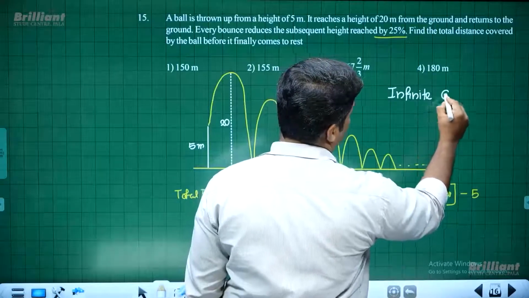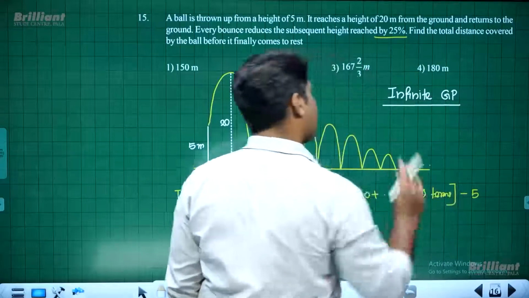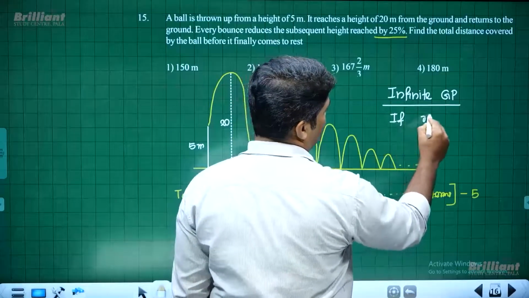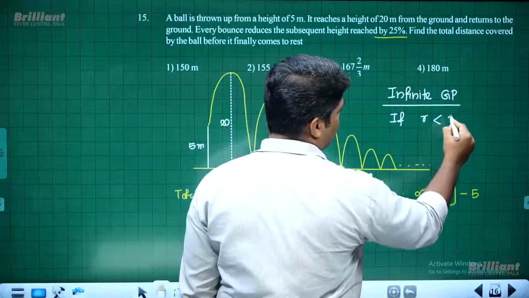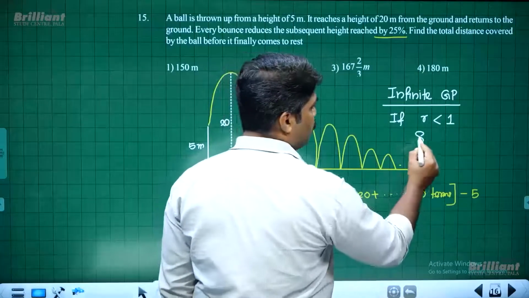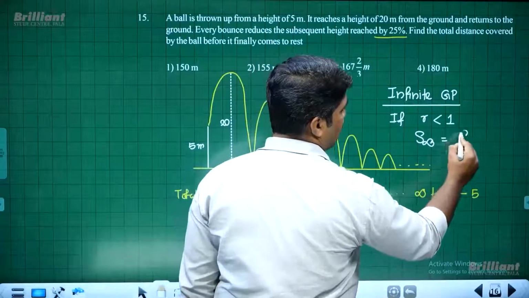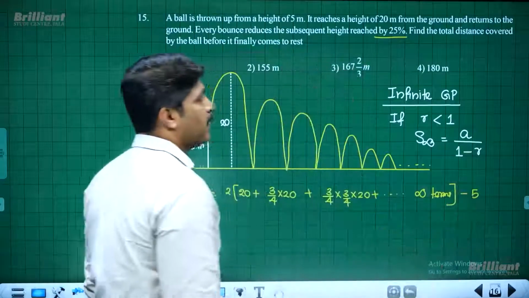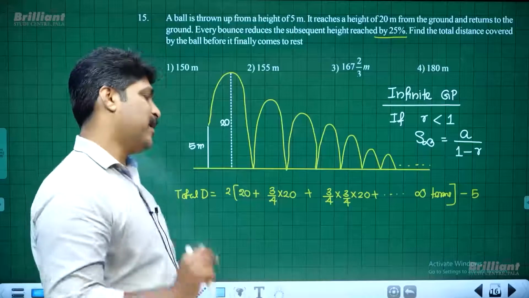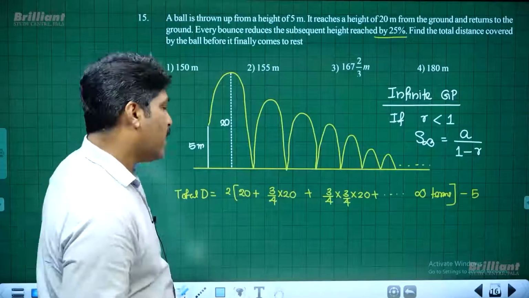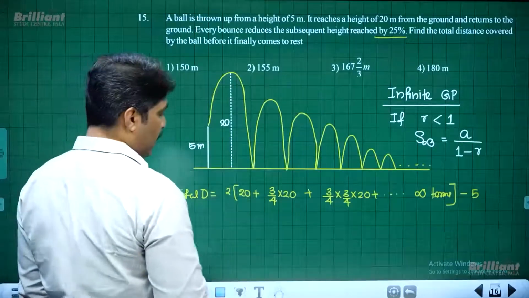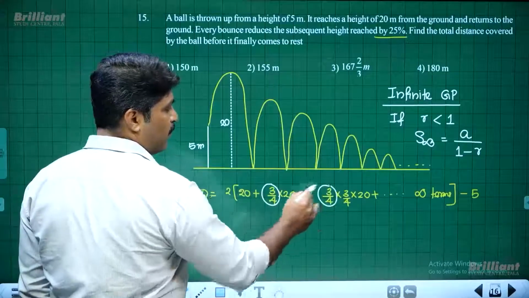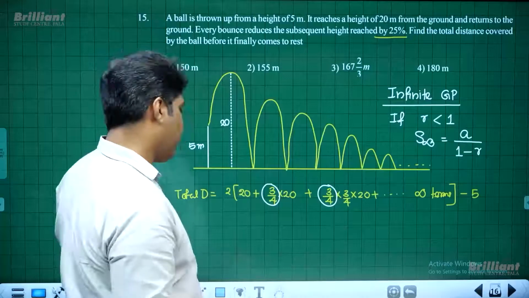Infinite GP. GP means geometrical progression. In this infinite GP, if the common ratio is less than 1, the sum to infinity is the first term divided by 1 minus the common ratio. That's a very important understanding. Here, if you are considering this infinite GP, what is the common ratio? Each time it is 3/4, so the common ratio is 3/4.